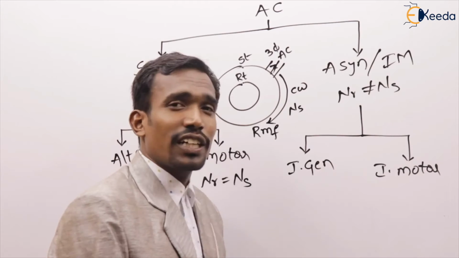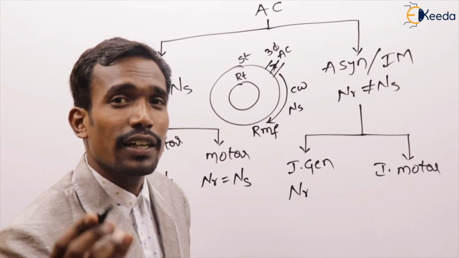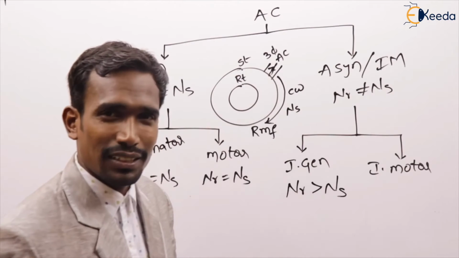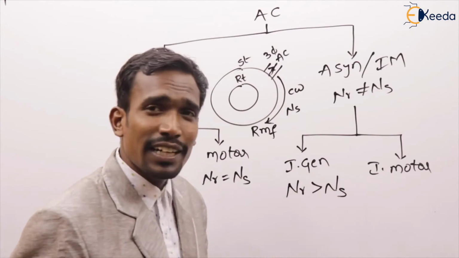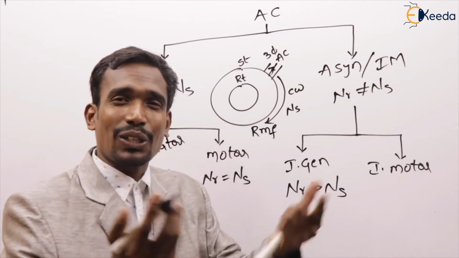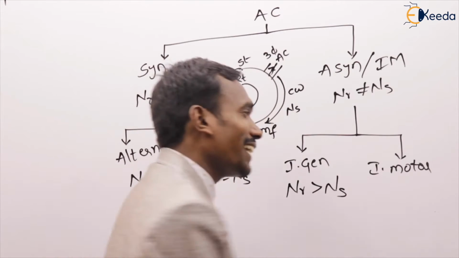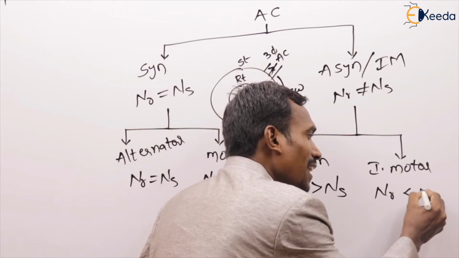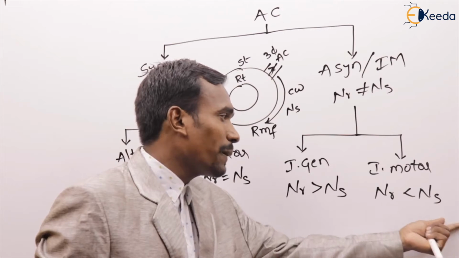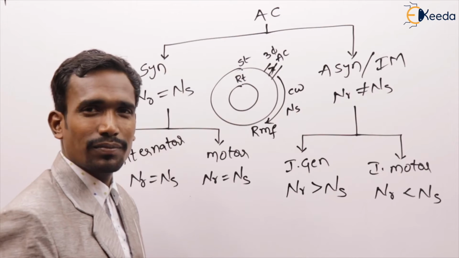Now tell me, in induction generator, what is my rotor speed? In induction generator, my rotor speed is greater than synchronous speed. Very important. Nothing but not equals to synchronous speed. Now you can tell what is the speed in induction motor. In induction motor, the speed is less than synchronous speed. Here less than synchronous speed, and here greater than synchronous speed, and here equals to synchronous speed.